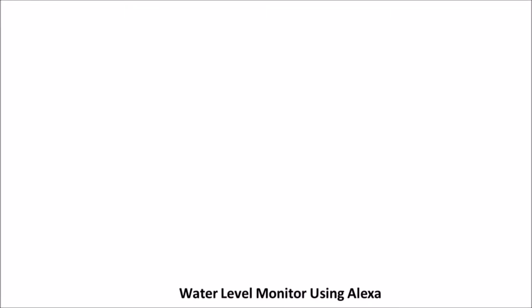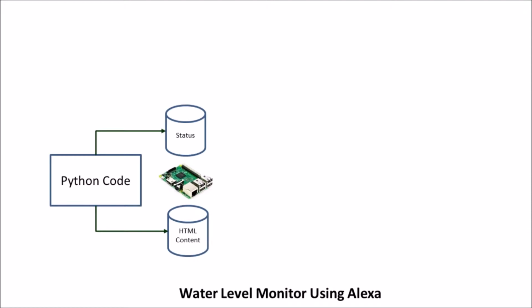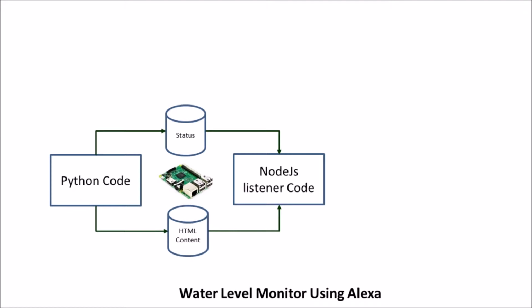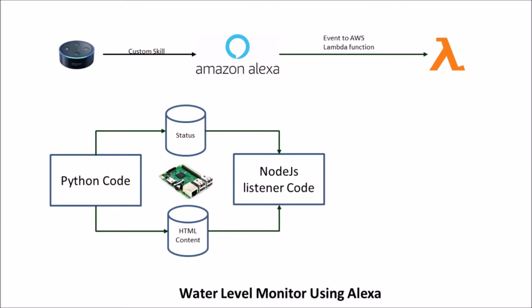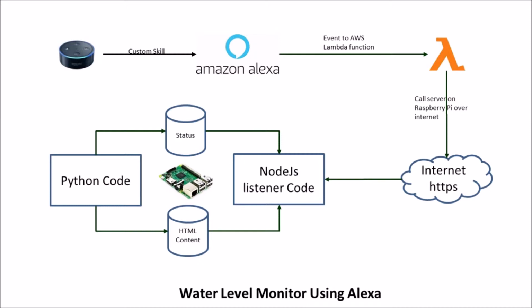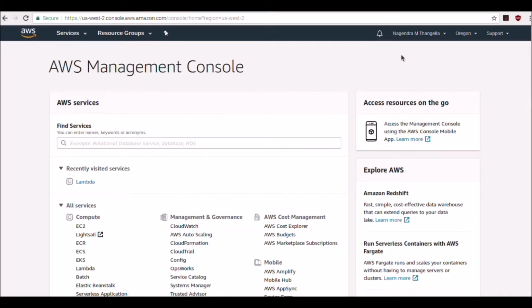Let me give you an overview of how this is going to work. So we have our Raspberry Pi, and there is that Python code that writes to the status file and to the HTML file. And we have the NodeJS, that is a web listener code, and this is the Alexa Echo Dot, communicating to the Amazon Alexa or the internet, which invokes a Lambda function on the AWS side, which calls our Node.js listener through an HTTPS call.